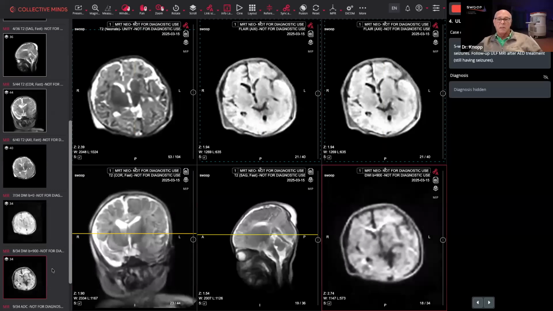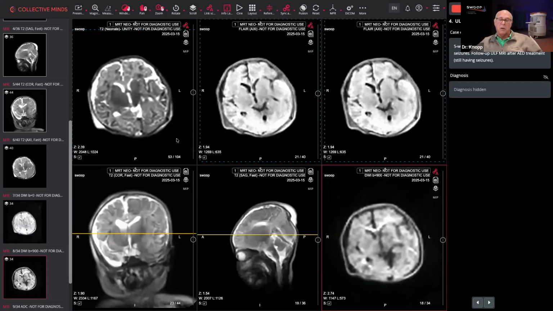So what we have is a series of images, basically standard imaging from the swoop scan. And we have the axial T2, the axial FLAIR, which duplicated itself, so these are the same, coronal T2 and sagittal T2, and the axial standard diffusion with a B of 900, and that's unidirectional.